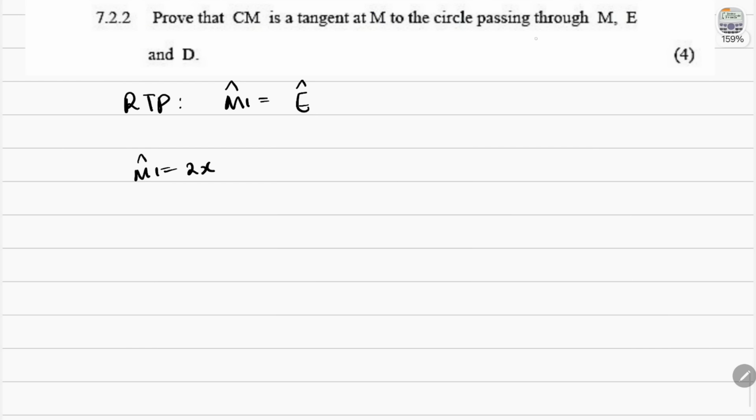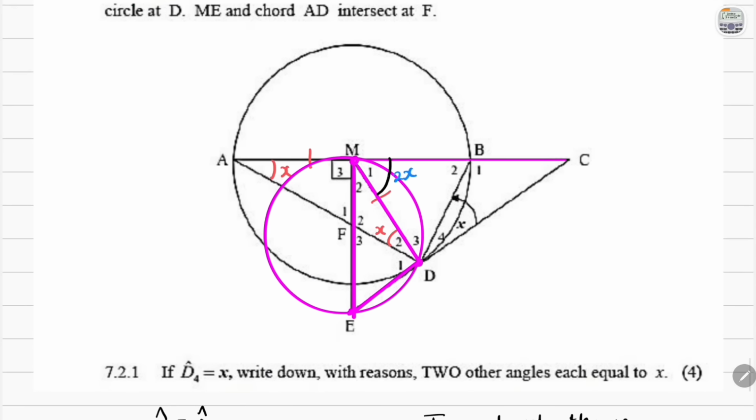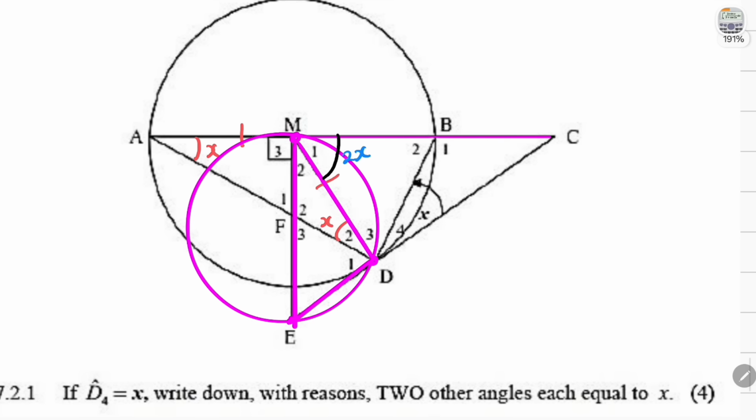So angle M1 is equal to 2x, and we'll put down our reason: angle at the center is twice the angle at the circumference. Okay, so we know that. And now let's find angle E.